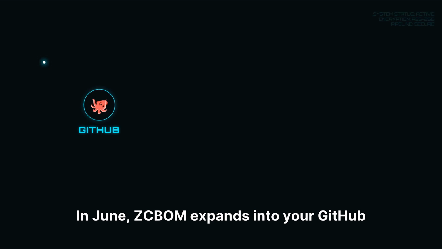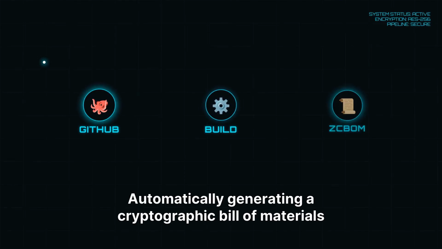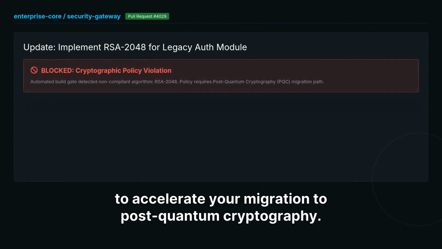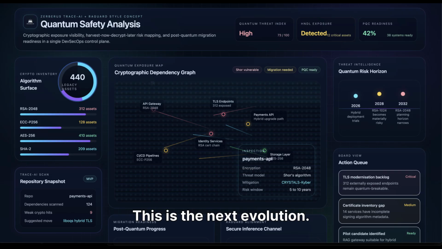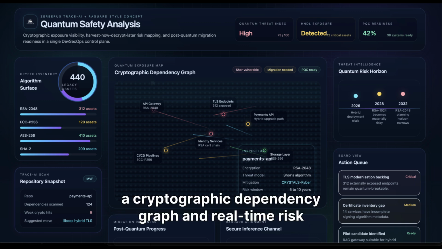In June, ZCBOM expands into your GitHub and GitLab pipelines, automatically generating a cryptographic bill of materials for every build, with build gates and automated remediation guidance to accelerate your migration to post-quantum cryptography. This is the next evolution. A complete quantum safety analysis dashboard, providing a cryptographic dependency graph and real-time risk horizon.